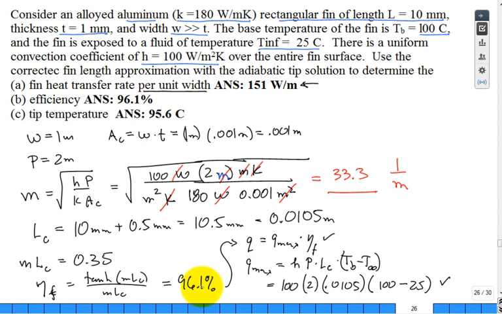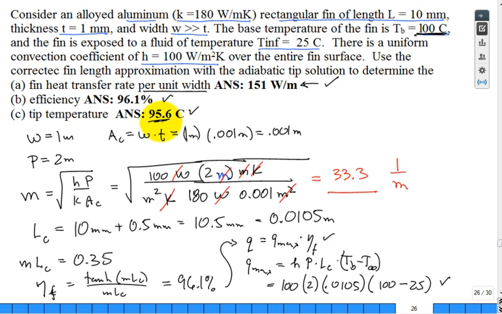Okay, so then it comes in at 151. Oh, what about this efficiency? Well, you had to solve for it to get part A. That's the most direct route. And then what is that tip temperature? Now, that's a little more challenging. How do you find the tip temperature? First of all, it's not much cooler than the base temperature, is it? The base temperature is 100. It's just 95.6 degrees C. But how do you find that?